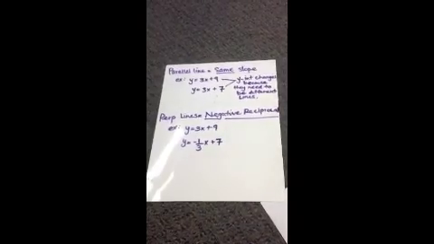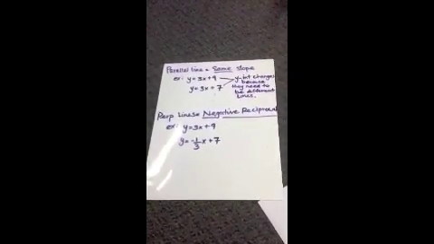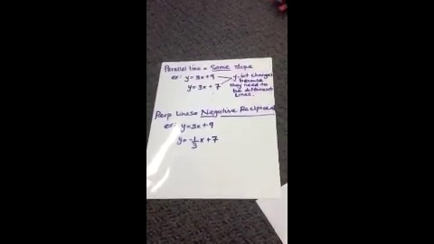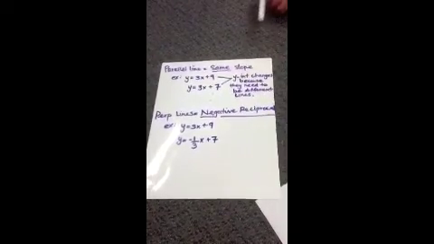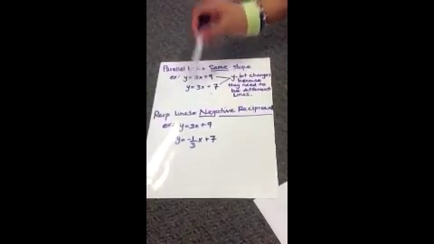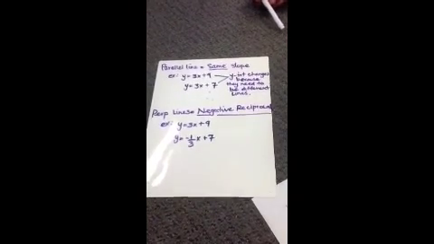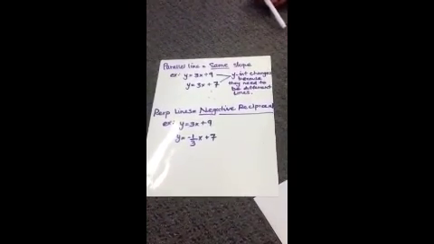In order to write a parallel line to the given line, you must have the same slope. For example, y equals 3x plus 9. A parallel line would be y equals 3x plus 7 because they share a common slope of 3. The y-intercept must change because if it was the same 9, then it would simply be the same line.